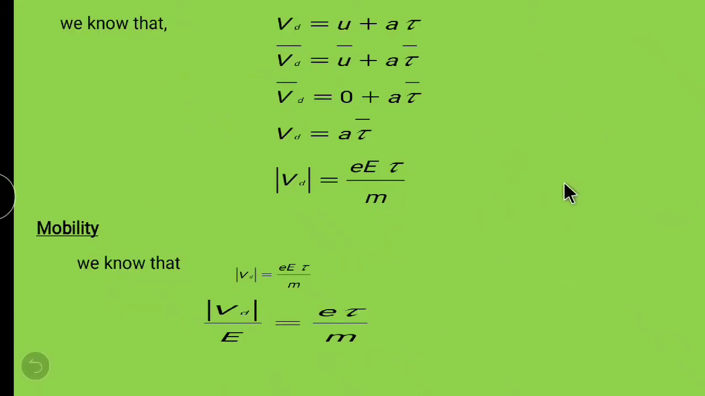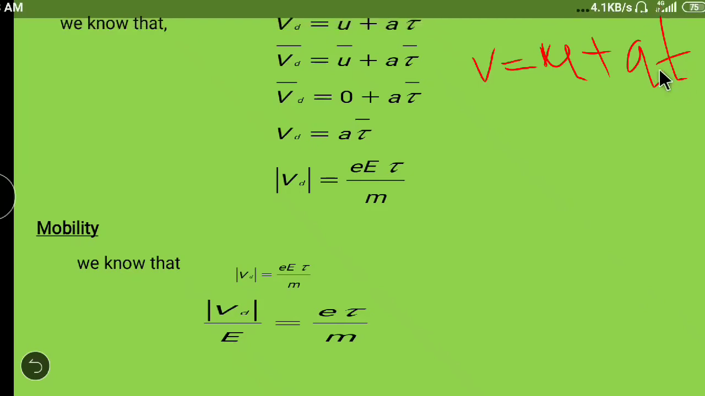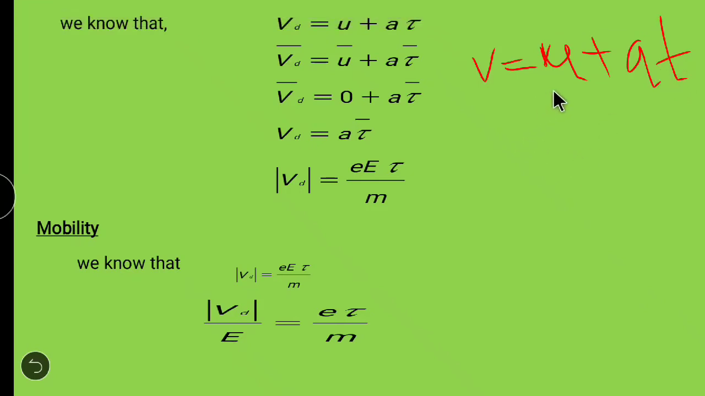Now students, we know that this is the first equation of motion that you have been taught in class 9. V is equal to u plus at. Students, here V is the final velocity, u is the initial velocity, a is the acceleration, and t is the time.